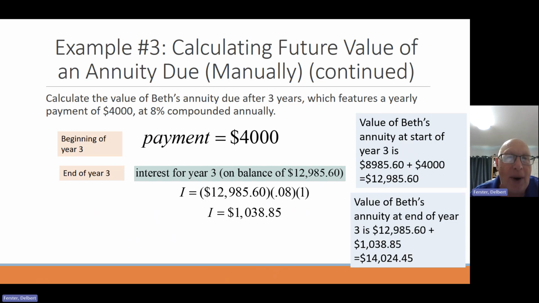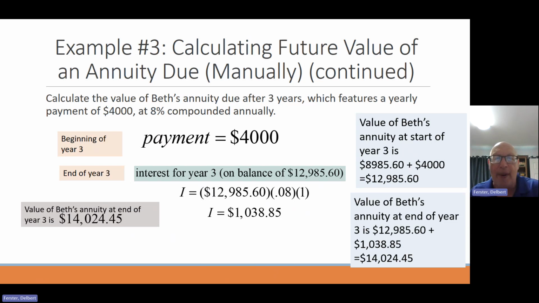$14,024.48. And that wraps the solution for example three. And that is the value of Beth's annuity at the end of year three. Remember, annuity due, payments made at the beginning. So interest is due for that payment for that particular period, unlike what we saw in video one for an ordinary annuity. All right. So that wraps example three.